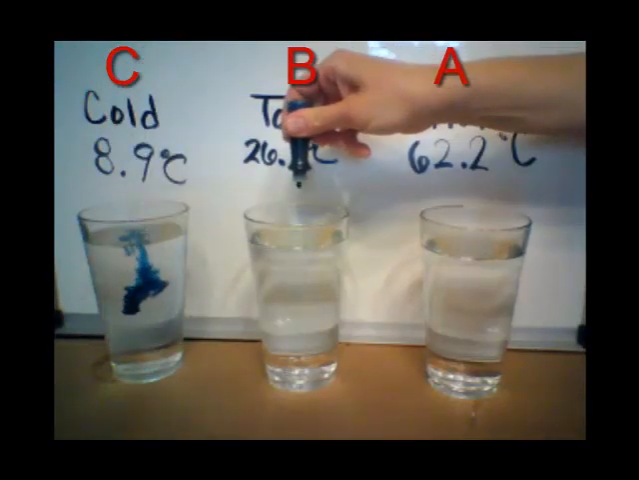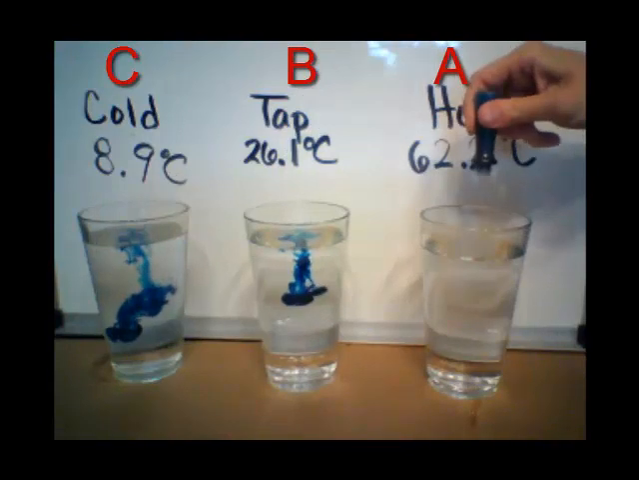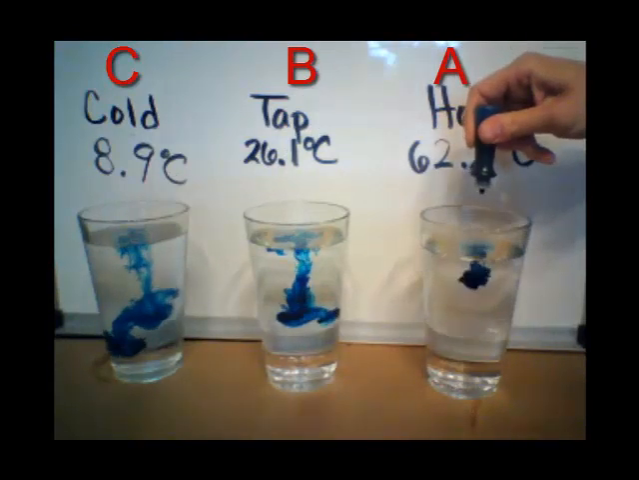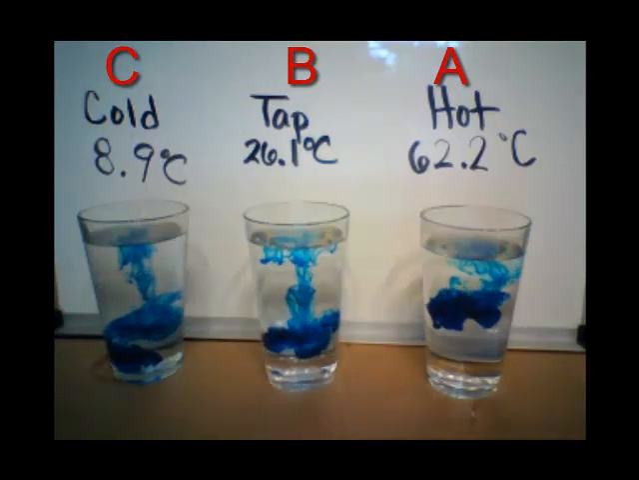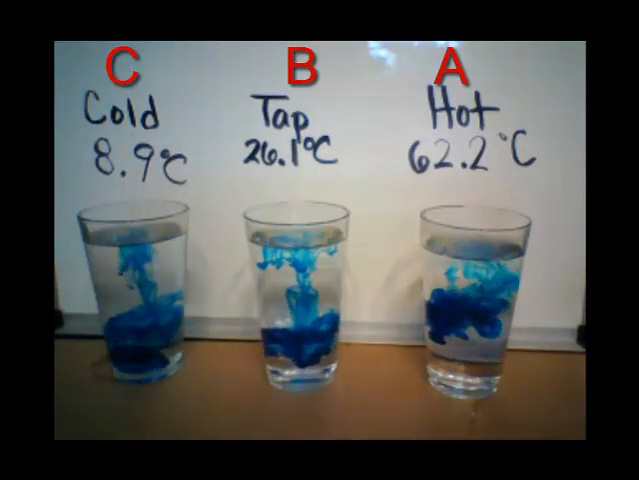Step 6. Carefully observe the movement of the food coloring through the water in each glass. Record your observations. Be certain to observe the relative speeds with which the food coloring disperses through the water in each glass.